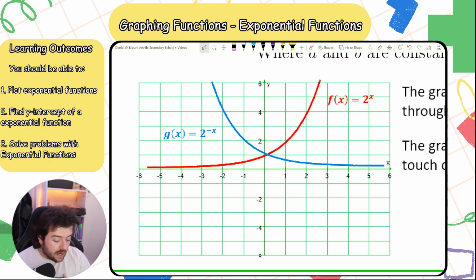These are some key traits of an exponential graph. The first one is that it can never cross the x-axis. No matter how hard you try, an exponential graph will never cross the x-axis. That's because, say for example, 2 to the power of x here, there's nothing I could put 2 to the power of that would make it equal 0. Nothing will make 2 to the power of something equal 0. So therefore, it can never cross the x-axis, nor can it make it negative.